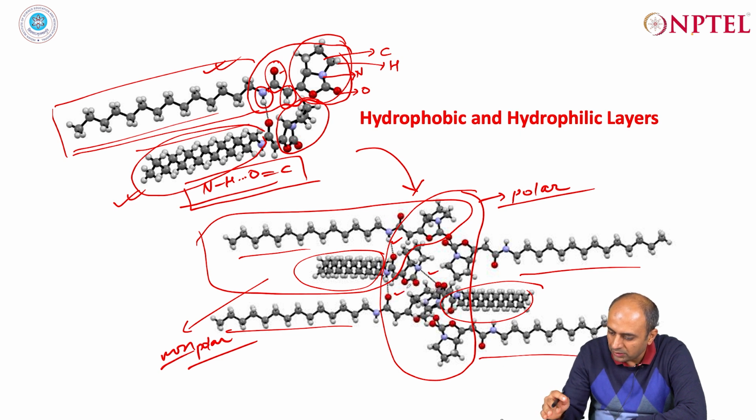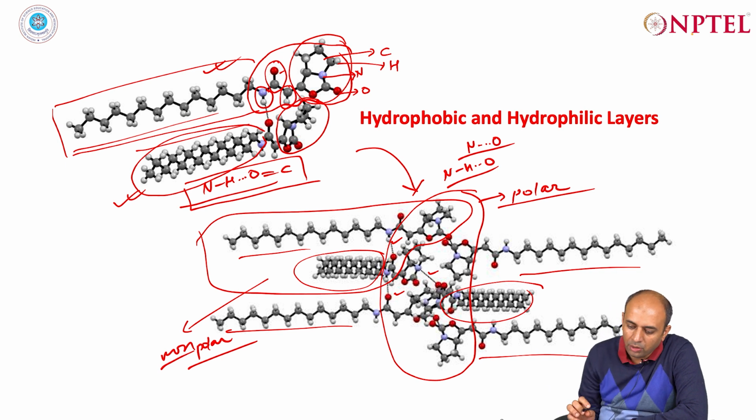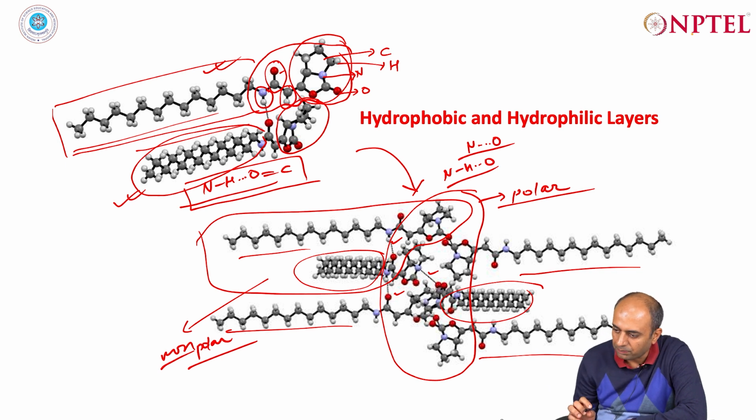So the polar parts involving particularly N-H...O hydrogen bonds and N...O contacts are by and large present in the center, and the non-polar parts are present in the periphery, and you can see that in between, the perpendicular alkyl chains are also present, which come above the plane of the board.